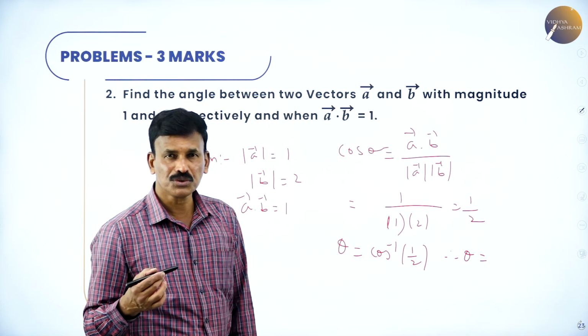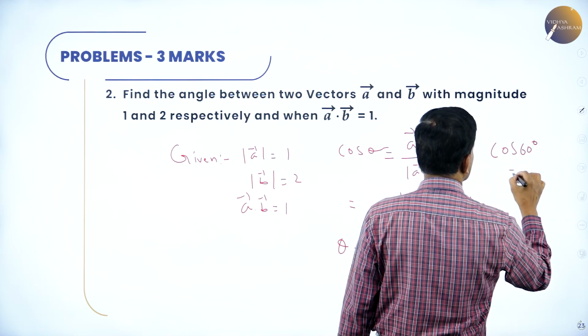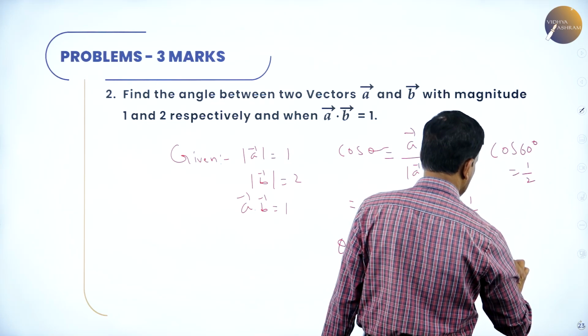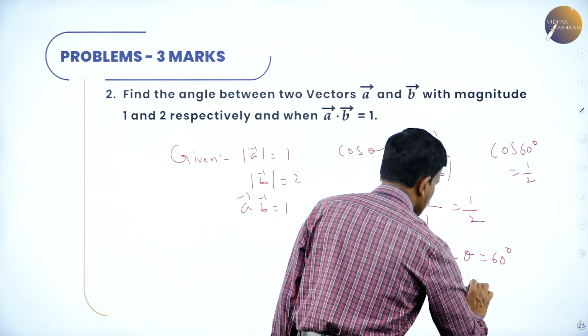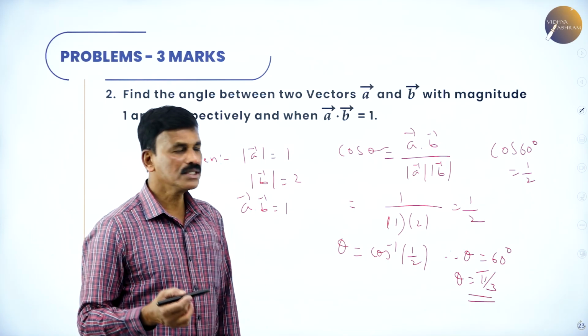Sin 60 is root 3 by 2. What is cos 60? Cos 60 is equal to 1 by 2. This is 60 degrees. 60 degrees is nothing but pi by 3 radians. That's it. Okay. Now move on to the next problem.